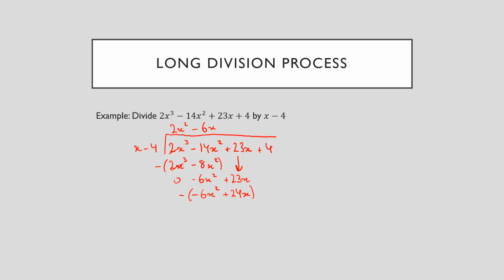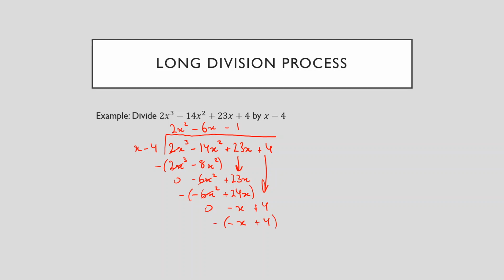Negative 6x squared minus negative 6x squared cancels, 0. 23 minus 24 is negative 1, so negative x. Bring down the plus 4 and repeat. So negative x divided by x is negative 1. Multiply: negative 1 times x is minus x, and negative 1 times negative 4 is plus 4.